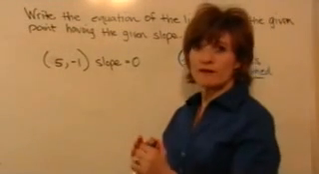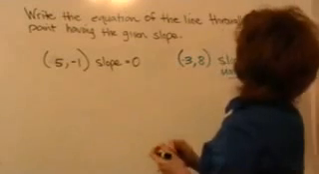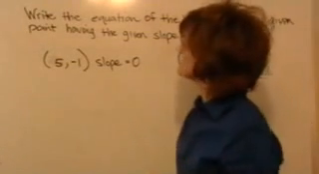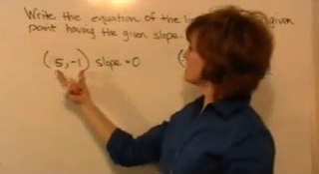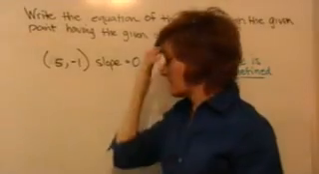This is video number 3 of 3. Write the equation of a line through the given point having the given slope. So here's my given point, here's my given slope.